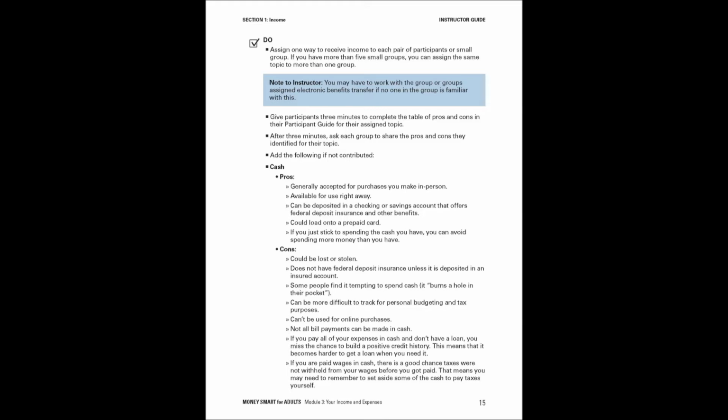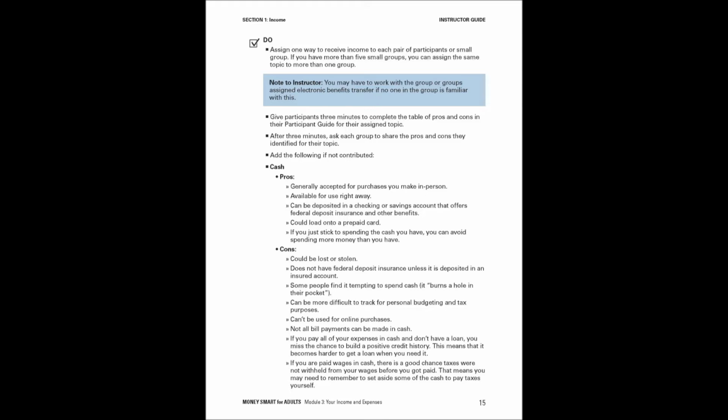Now you're going to assign one way to receive income to each pair of participants or small group. And if you have more than 5 small groups, you can assign the same topic to more than one group. Please note, you may have to work with the group or groups assigned the electronic benefits transfer if no one in the group is familiar with this. You just want to do that so that that topic can be a discussion in your training. Even though there might be people who might not be familiar with that, you still want to have the discussion simply because it's part of the curriculum, and it's good information for them to know.